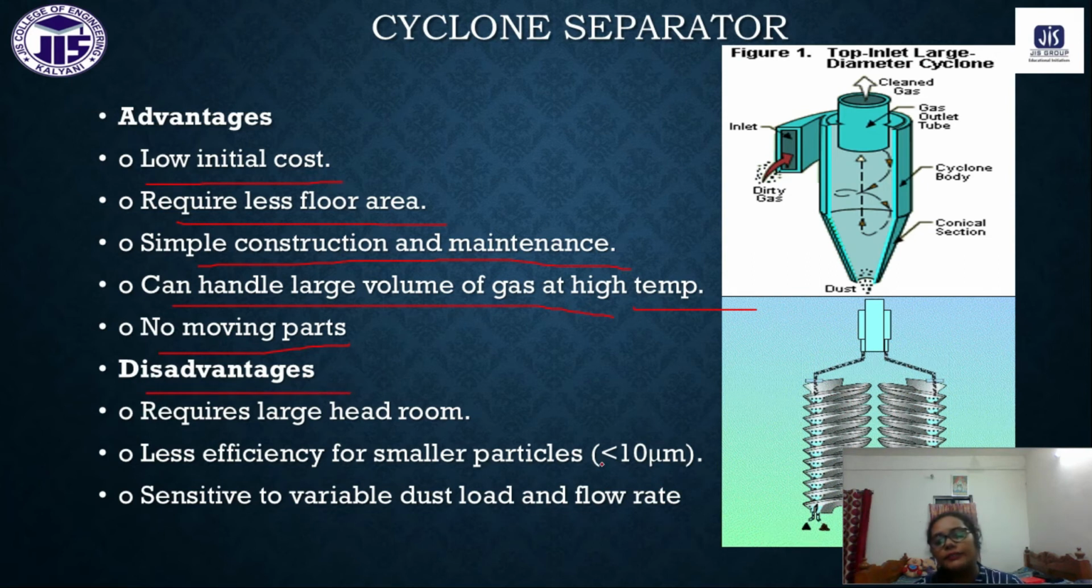Now what are the disadvantages? Generally it requires large headroom. Next, it has less efficiency for smaller particles, as it is efficient for 10 to 50 micrometer, but particulate matter less than 10 micrometer cannot be removed through this chamber. Also it is sensitive to variable dust load and flow rate. So these are some of the disadvantages that we have for the cyclone separator.